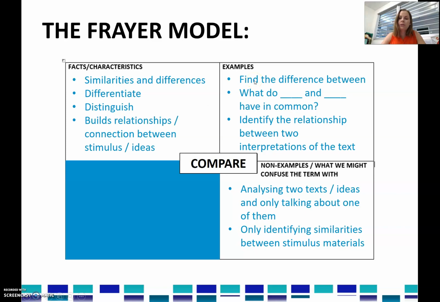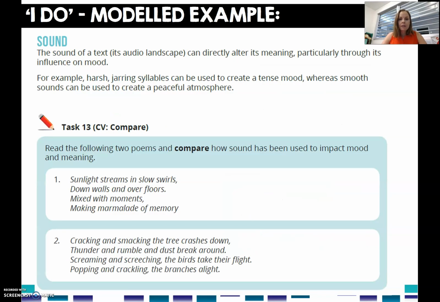So some examples include find the difference between two different things, or what do X and Y have in common? What do oranges and apples have in common? Or identify the relationship between two interpretations of the text. Non-examples, so things that it's not: just analysing two texts or ideas and only talking about one of them. So it's important that within this, you do talk about both the similarities and the differences. And as we said, it's not just identifying similarities between, you've got to do both. Two parts to this.